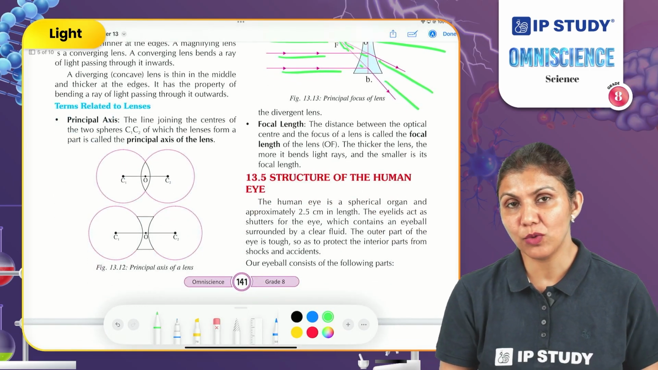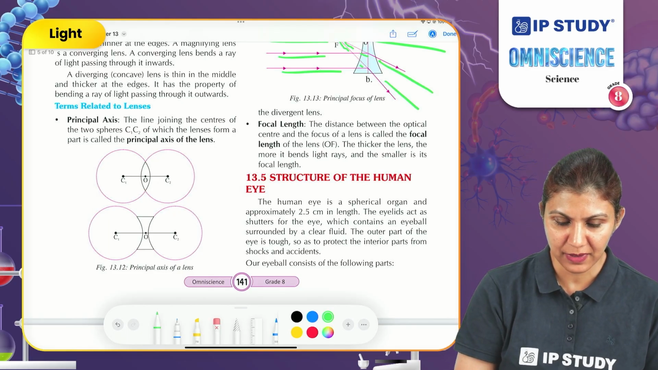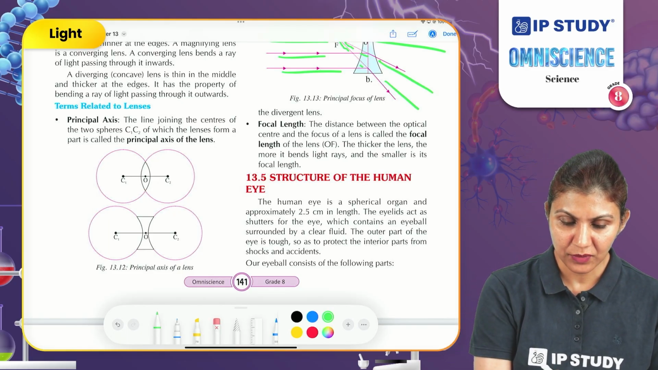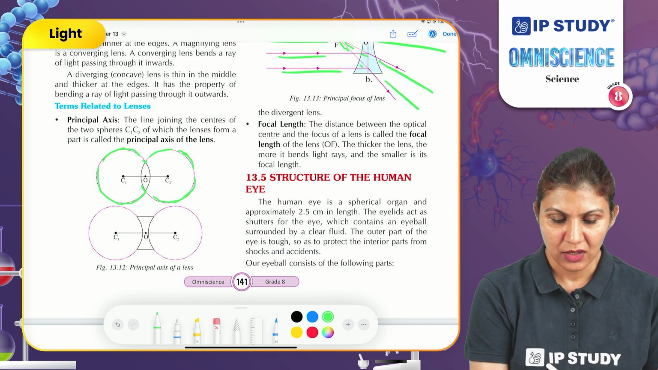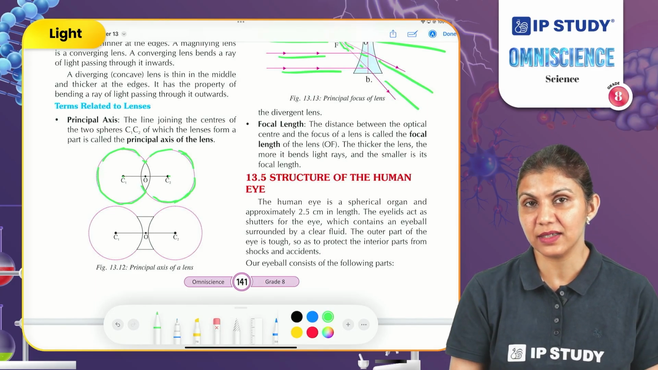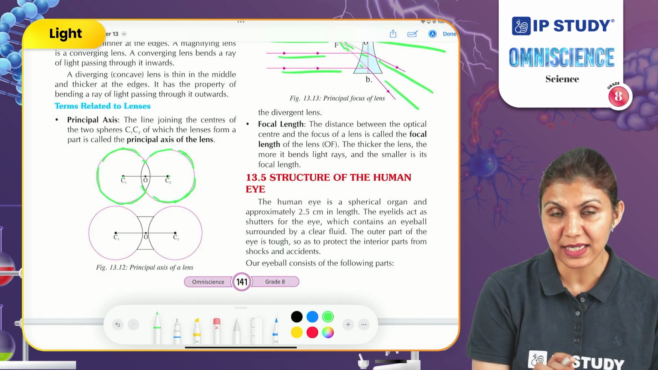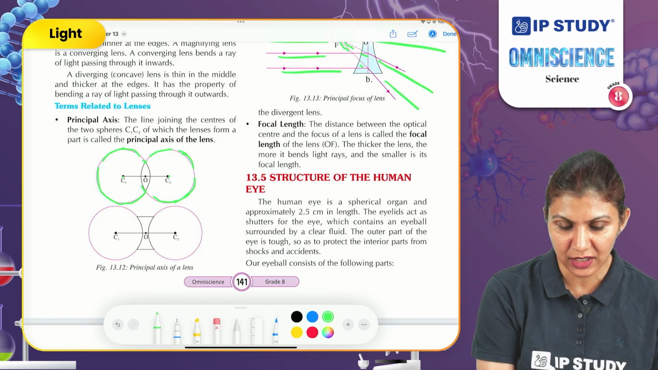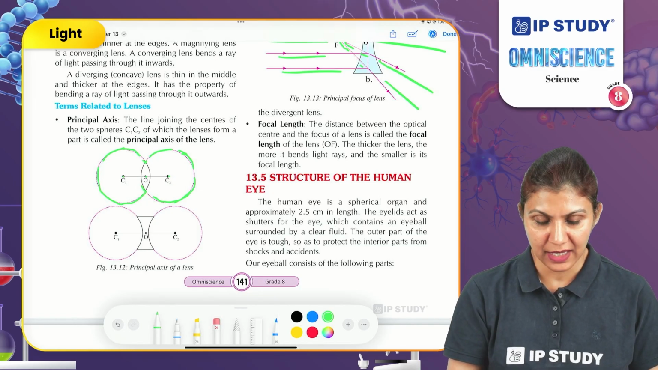Let's understand a few more terms related to lenses. What are these? Principal axis. If we draw these circles using the curves of these lenses and connect their centers, the centers of the 2 circles, we will find an axis which is passing through the center of the lens. This is called the principal axis.